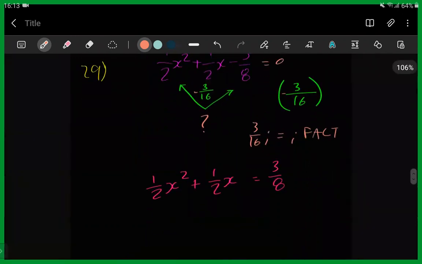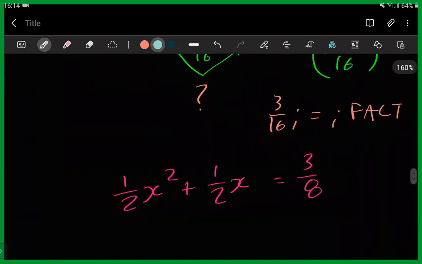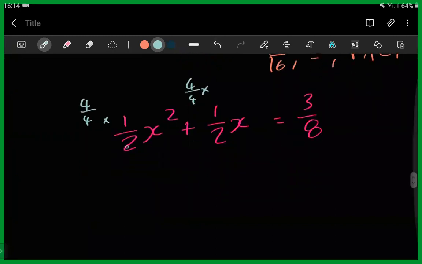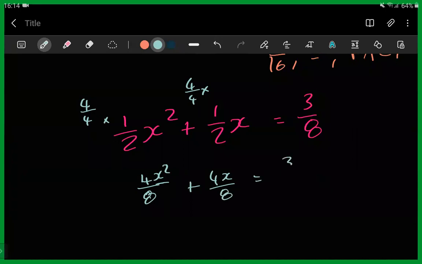So that's okay. Here we need to get an LCD, right? Obviously, the lowest common denominator here is an 8. To get an 8 here, we have to multiply by 4/4. You see, 4/4. Here also 4/4. So that being said, this is going to give us 4/8 with x squared. We can put the x squared on the top. And then here 4x/8 equal to 3/8.